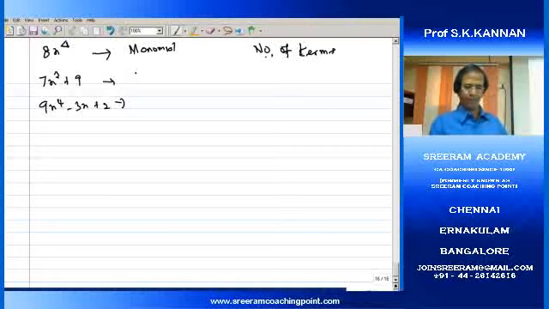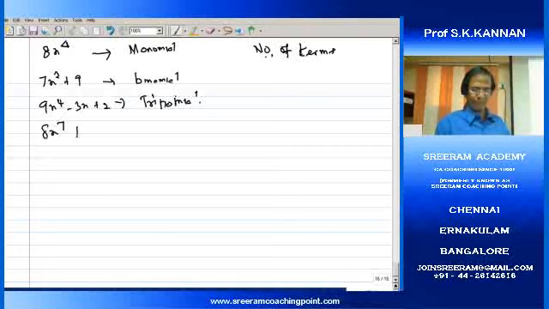Two terms, binomial. Three terms, irrespective of the power, trinomial. For example, 8x power 7 plus 9x power 4 plus 3x minus 7. More than 3, generally we call it polynomial.